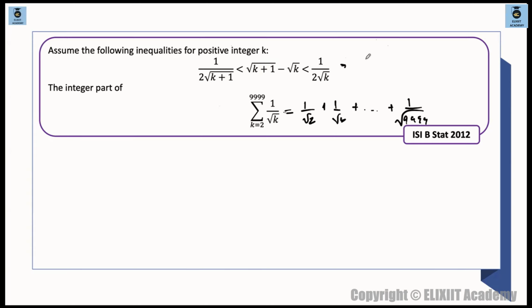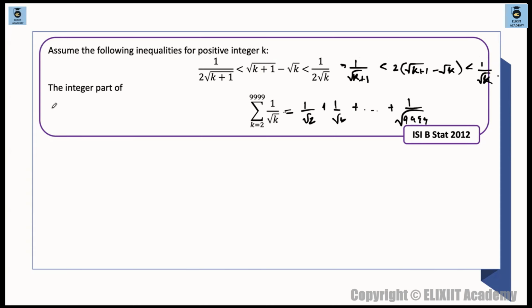So basically we are having this, we multiply by 2 on all three sides. So we are having 1 upon square root of k plus 1 less than 2 times square root of k plus 1 minus square root of k less than 1 by square root of k. I'm multiplying 2 on all three sides. So we are having some sort of thing like this.